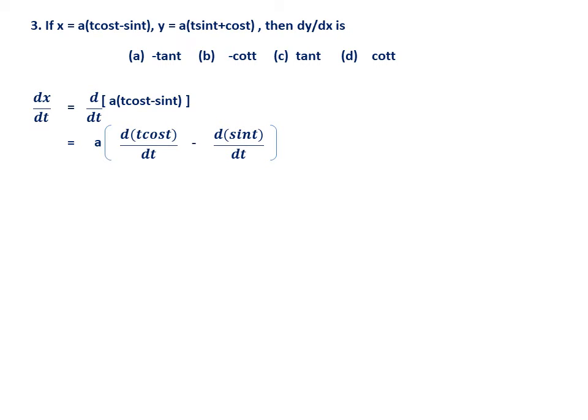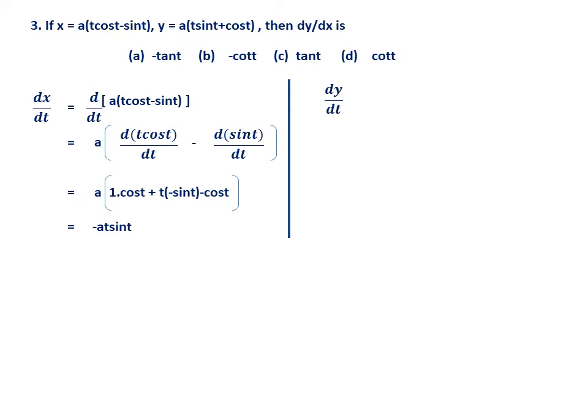A constant comes out, d by dt of t cos t minus d by dt of sin t. So this you have to simplify further. It is the product rule in the first, d by dt of t cos t, so it is cos t minus t sin t minus cos t actually. When you simplify you get minus at sin t.